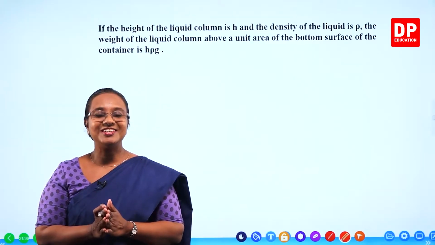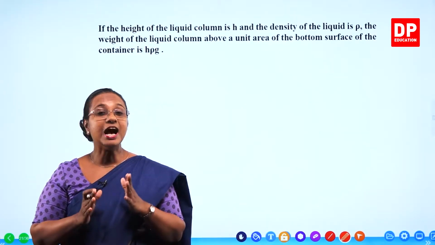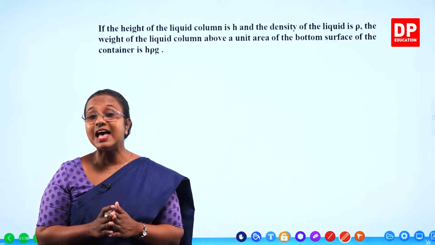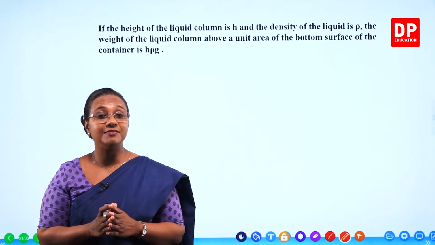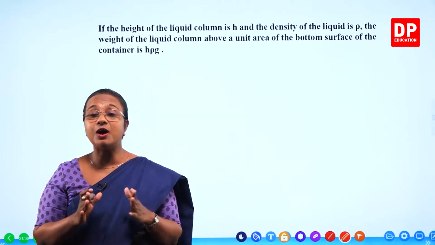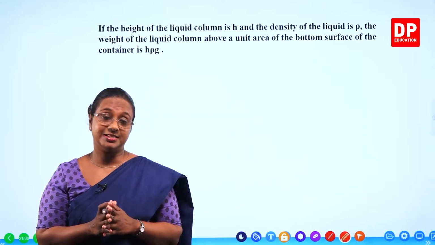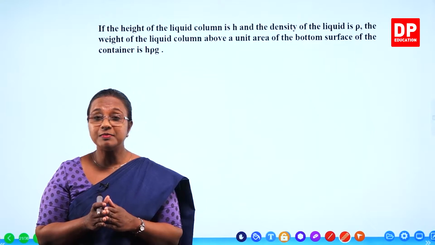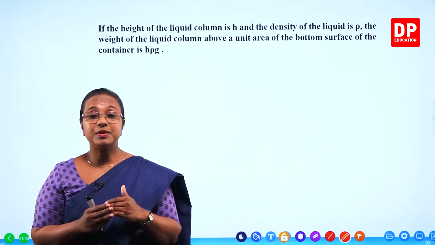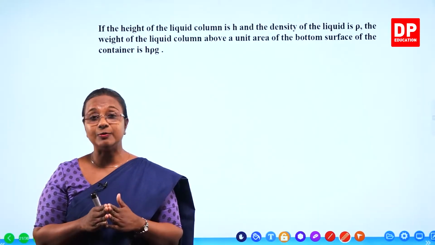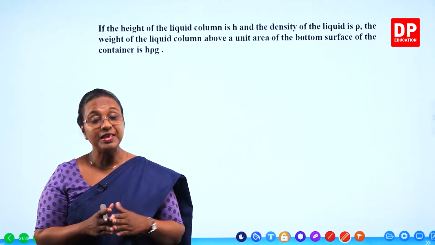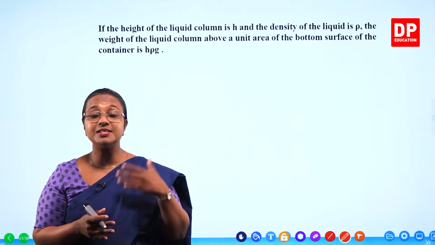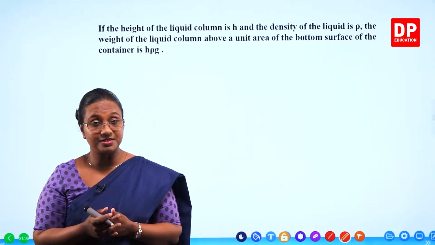Hello my dear students. So we are discussing hydrostatic pressure and its application. In the previous chapter we did a few activities to understand hydrostatic pressure. So from that you all can remember the hydrostatic pressure, or pressure exerted by liquids, depends on the depth of the liquid column, and when the depth increases, the pressure exerted increases.